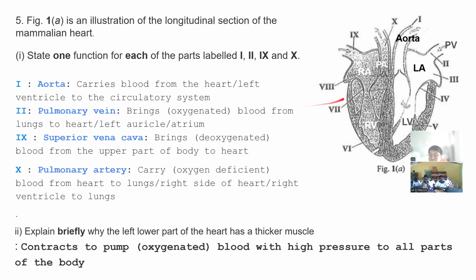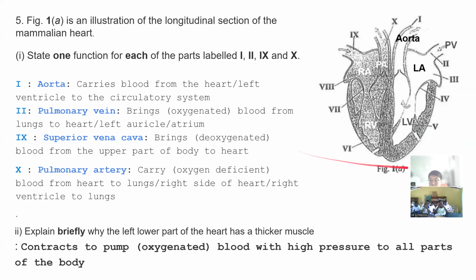Next, it is 2. 2 is over here, this part. And this part is the pulmonary vein. It brings oxygenated blood from the lungs to the heart, into the left atrium.